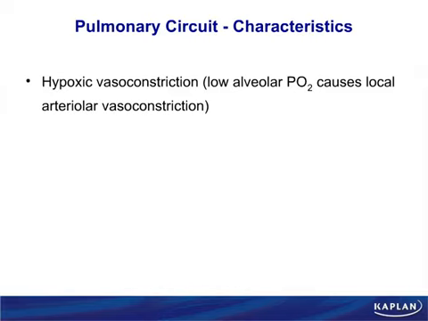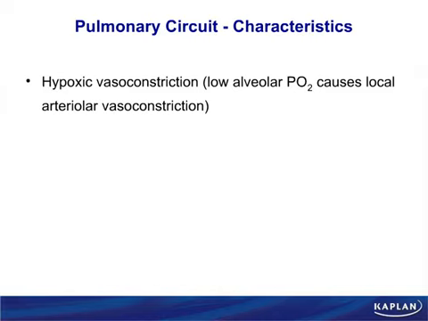There is one aspect that's very important with respect to the pulmonary circulation, and this is hypoxic vasoconstriction. If alveolar PO2 becomes low, this will cause a local arteriolar vasoconstriction. This is referred to as hypoxic vasoconstriction. So low alveolar PO2 vasoconstricts.